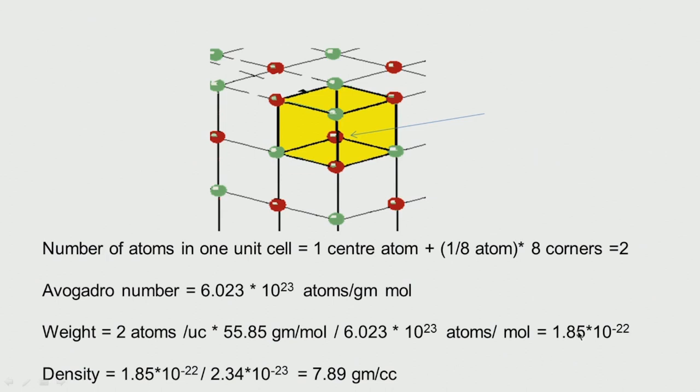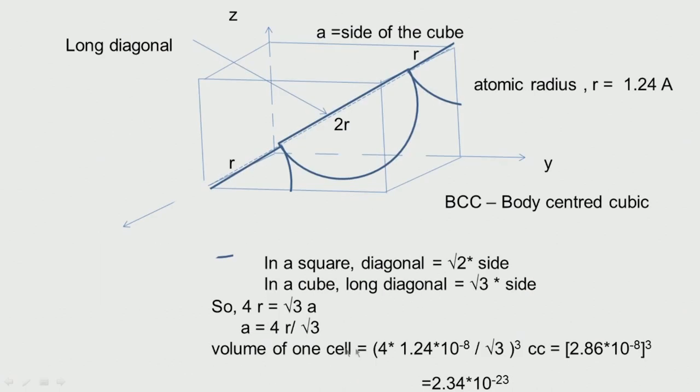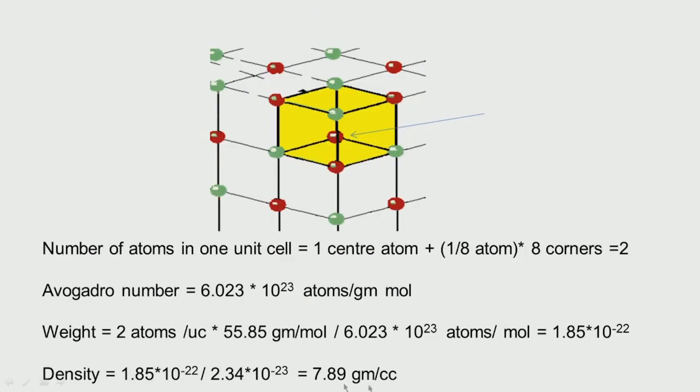So, density is weight by volume. So, 1.85 into 10 power minus 22 divided by the volume, 2.34 into 10 power minus 23. So, you will end up with 7.89 grams per cc, and this matches the literature value also. So, what do we do?